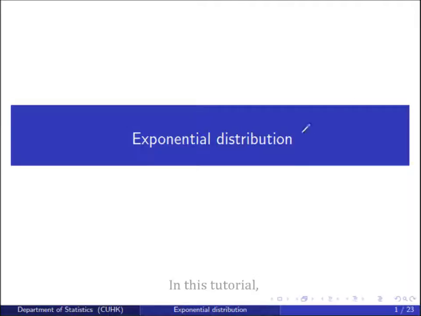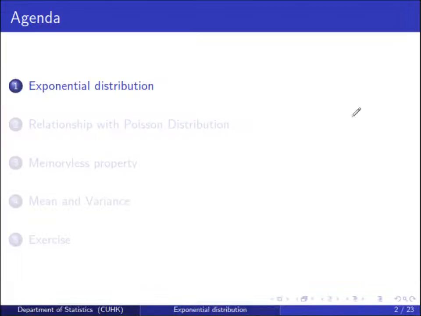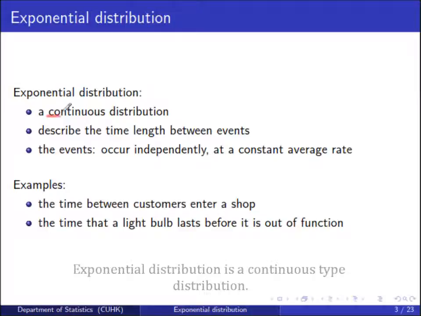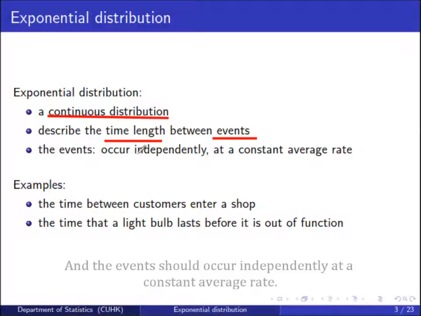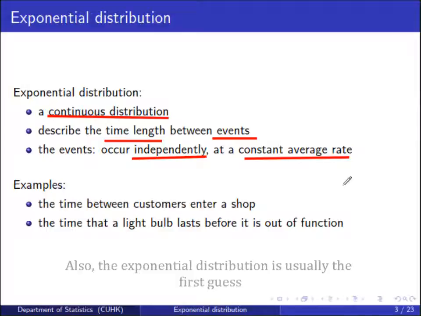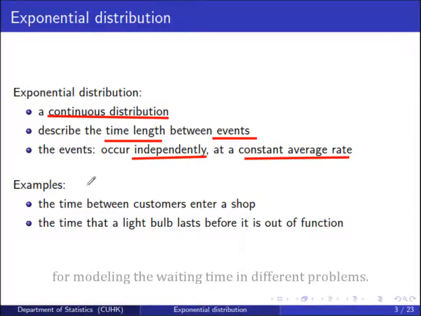In this tutorial, we will talk about exponential distribution. Exponential distribution is a continuous type distribution. It describes the length of time between two successive events. And the events should occur independently at a constant average rate. Also, the exponential distribution is usually the first guess for modeling the waiting time in different problems.